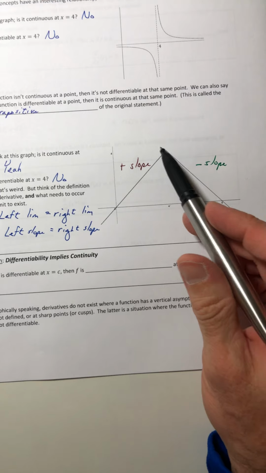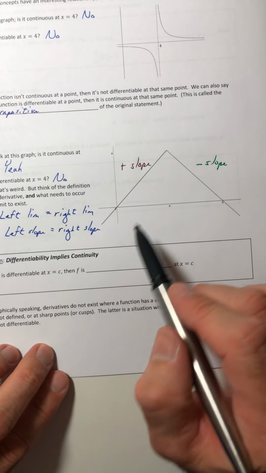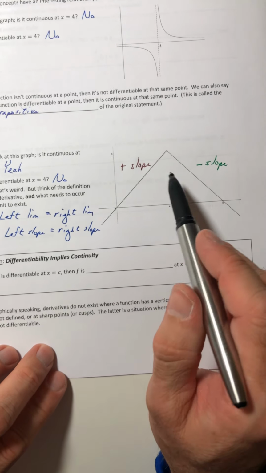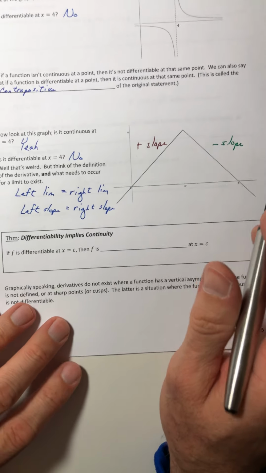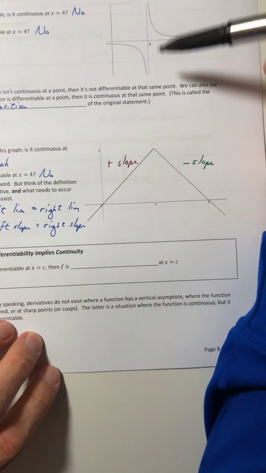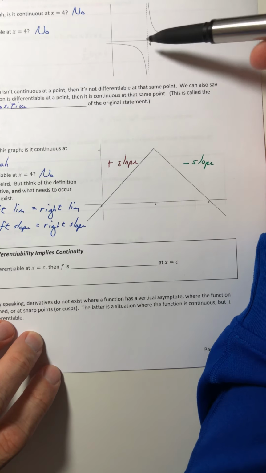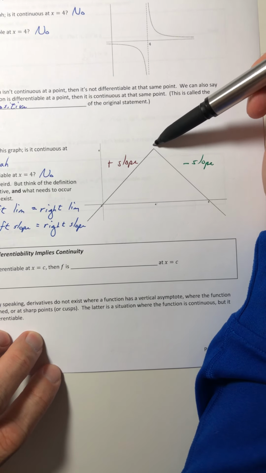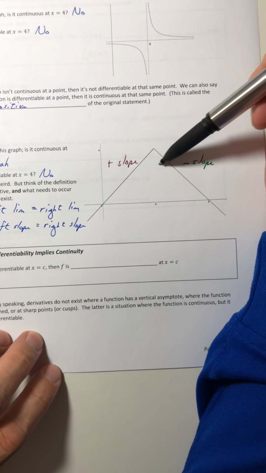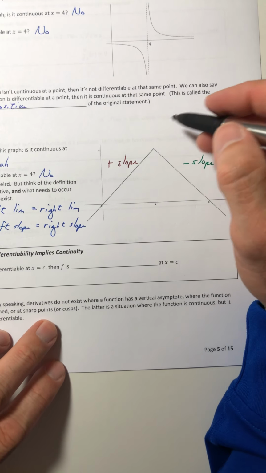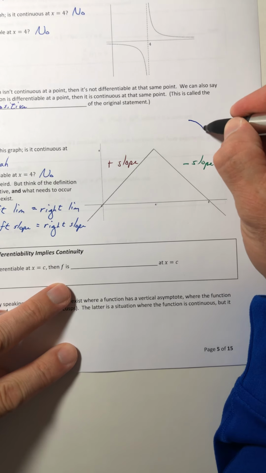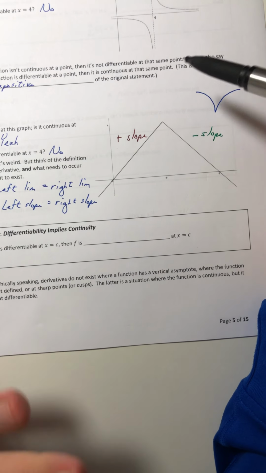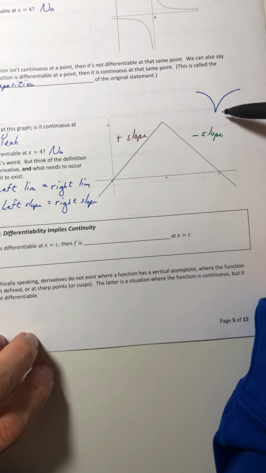So your limits are equaling two different values, which means that the limit does not exist, which means that the derivative does not exist. So visually, derivatives do not exist when there is a vertical asymptote, or where there's like a sharp point on that curve. So something like this, like absolute value, or like a cusp. So derivatives do not exist at those sharp points.